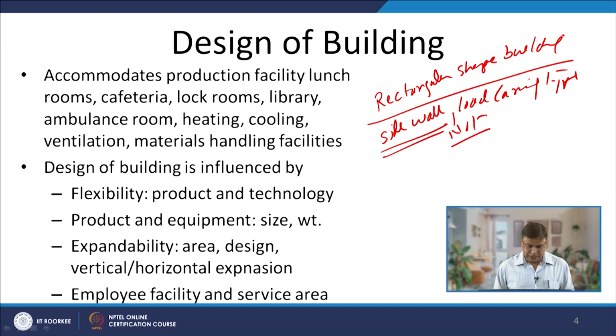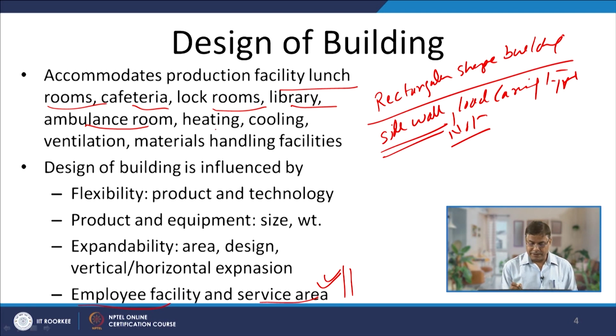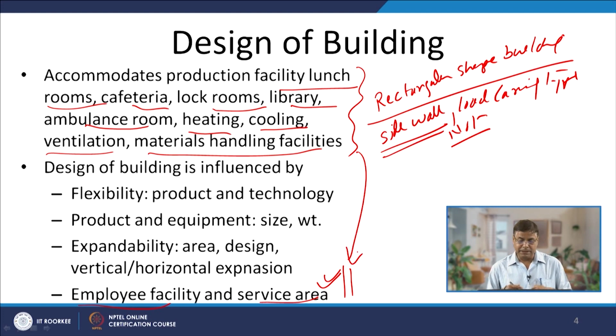Similarly, the plant building should also allow the accommodation of facilities in the form of employee facilities and the surface areas required. These include the lunch room, cafeteria, locker room, library, ambulance room, the facilities for heating and cooling, ventilation and the material handling equipment. All these facilities should find enough space in a plant building. The plant building should not just accommodate these facilities, but also allow enough flexibility to accommodate changes in products and technologies related to manufacturing.